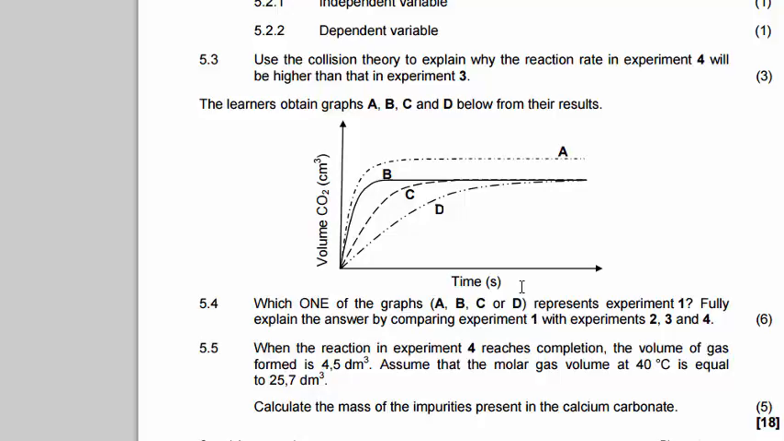Okay, when the reaction in experiment 4 reaches completion, the volume of gas that is formed is 4,5 cubic decimeters. Assume that the molar gas volume, which means how many moles per gas volume, at 40 degrees is equal to 25 cubic decimeters. So 1 mole would be 25,7 cubic decimeters. Okay, it's the same question that we just answered. They asked, calculate the mass of impurities present in the calcium carbonate.